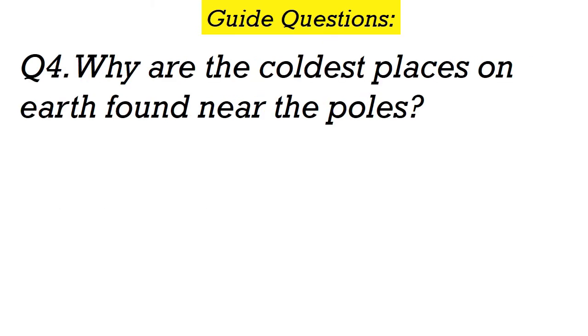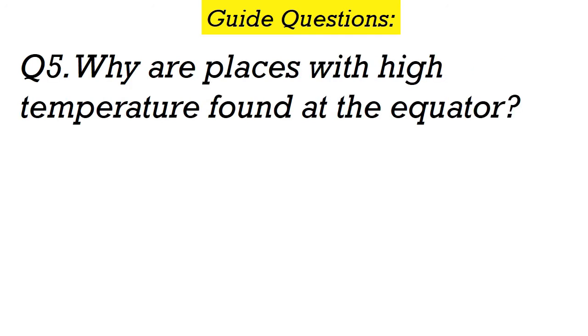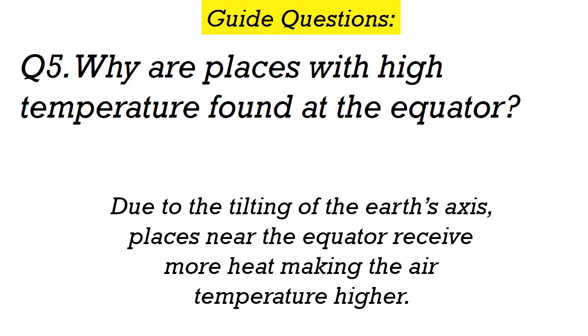Why are the coldest places on Earth found near the poles? Because they receive less amounts of heat. Why are places with high temperature found at the equator? Due to the tilting of the Earth's axis, places near the equator receive more heat, making the air temperature higher.